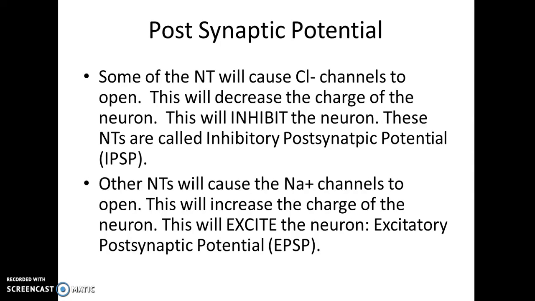Some of the neurotransmitters will cause chloride ion channels to open. This will decrease the charge of the neuron, so it will make it more negative. So it will be harder to reach the threshold. So you will basically inhibit the neuron, and these are called inhibitory postsynaptic potentials, or IPSP.